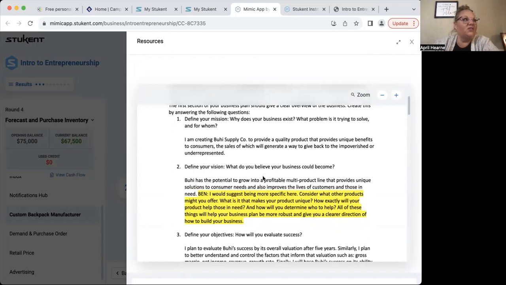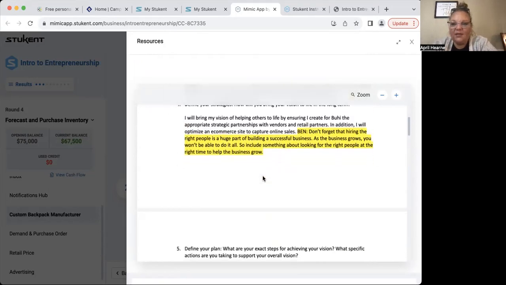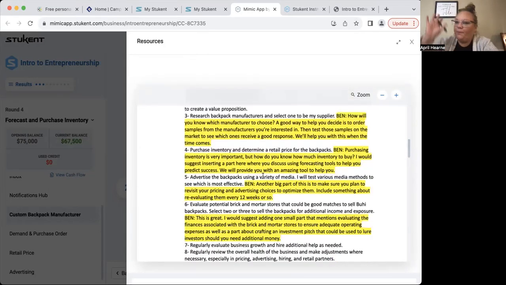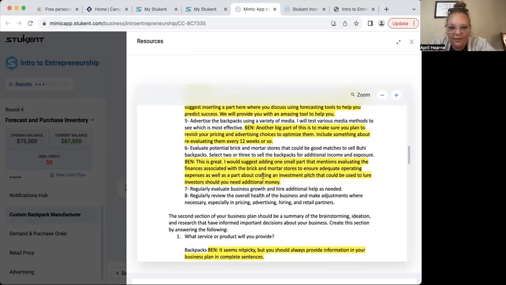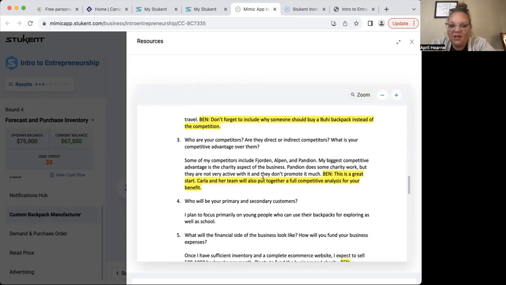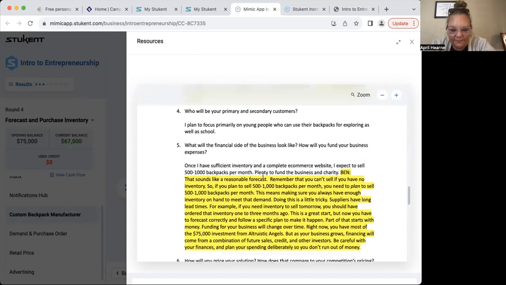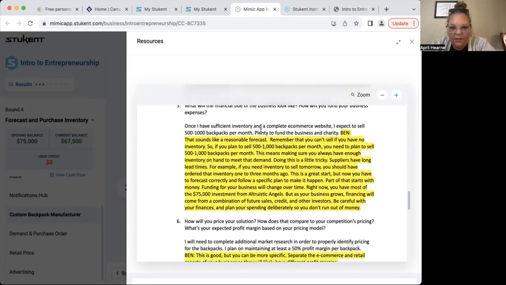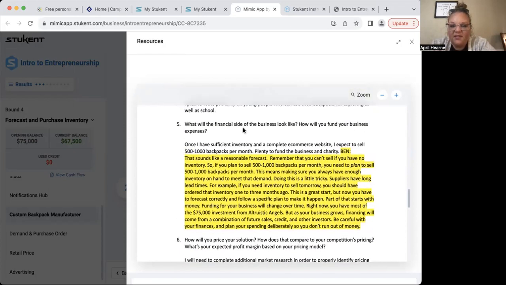One of the things it's going to ask you is how many you are forecasting to sell weekly. Instead of just pulling it out of the sky, there's actually information in here. I just got to find it. Okay, here it is. It says, what's the financial side of the business look like and how will you fund your business expenses? He actually puts in there, I expect to sell 500 to 1,000 backpacks per month. That is important information. Write that down.